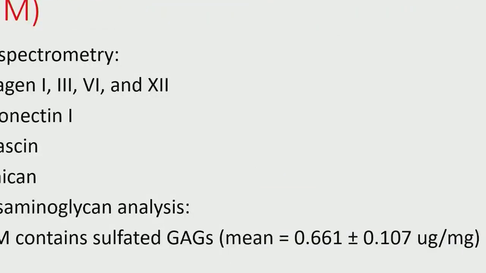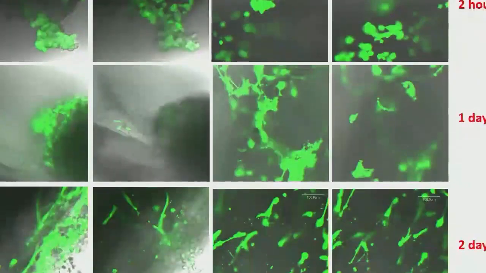And when we did mass spectrometry of this matrix to study it, we did see that a lot of the components are still present in this decellularized tissue in terms of collagen, fibronectin, tenascin, lumican, and glycosaminoglycans. And again, remember, these are the components that you see in bone and bone marrow microenvironment.